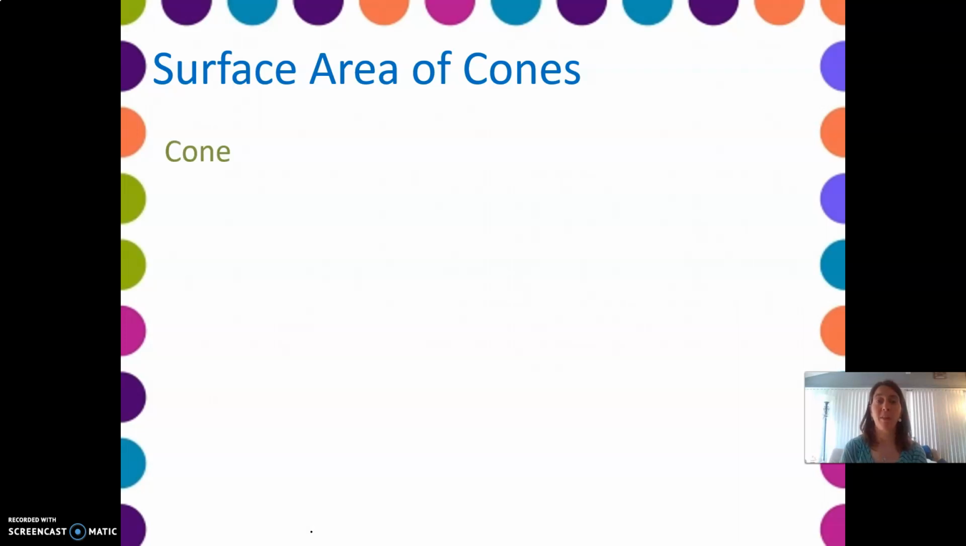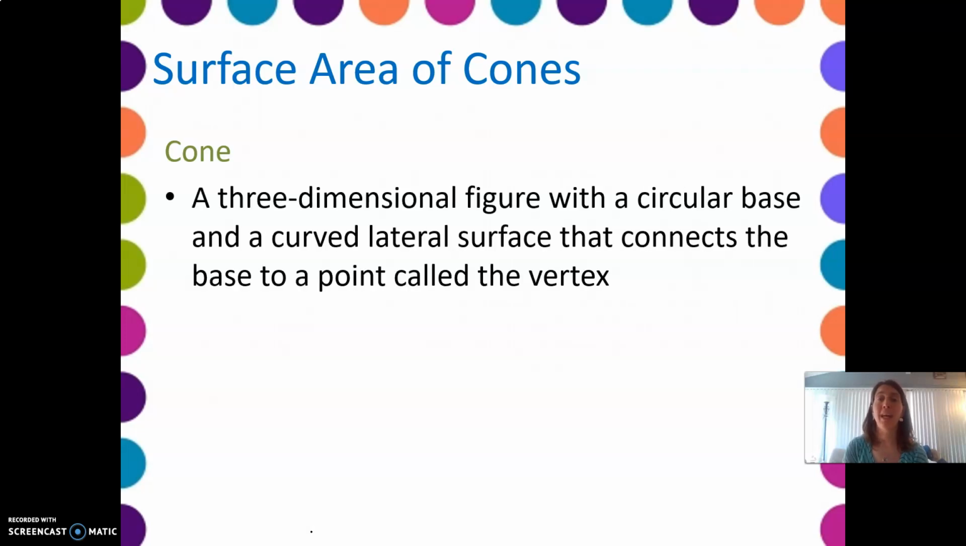Just reviewing a couple of the things that we've already talked about before that will help us in our definitions for today. First of all, what is a cone? Well, we all know what a cone looks like because we're used to seeing an ice cream cone. So what does that look like? You have a circle at the bottom, and then it comes up to a point at the top. So our textbook's definition says it's a three-dimensional figure that has a circular base, and it has a curved lateral surface that connects the base to a point called the vertex.